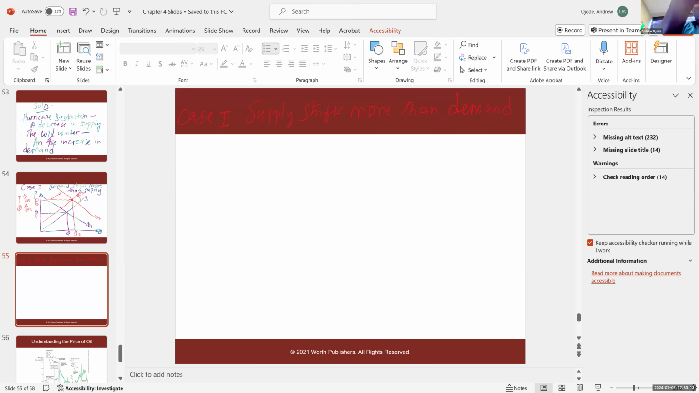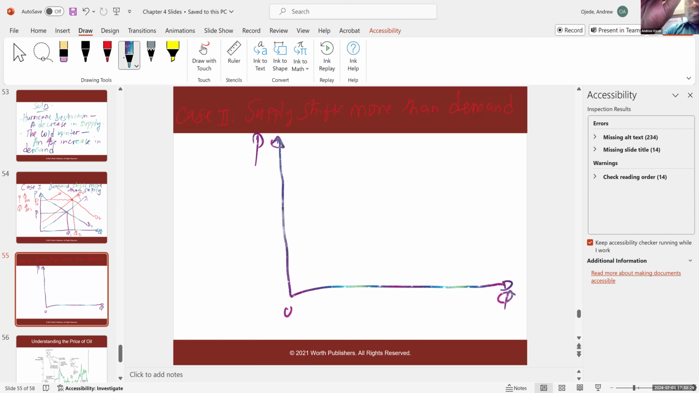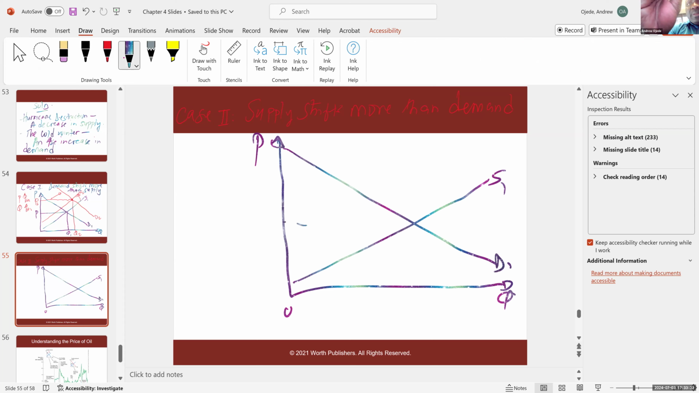Okay, and then let's draw that case. So if supply shifts more than demand, we're drawing that case here. We have price on this axis, quantity here. Here's my initial supply curve for natural gas, and here's my initial demand curve for natural gas before anything happened. Locate those initial equilibrium values, Q1 and P1.